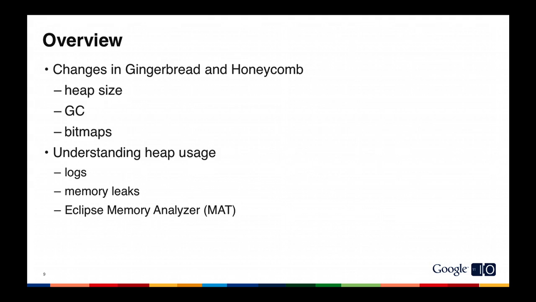All right. So as I was saying, there are 2 different things I want to cover today. First of all, I want to talk about some of the changes we've made in Gingerbread and Honeycomb that affect how your apps use memory, and basically memory management in general. In the second half of the talk, I want to talk about some tools you can use to better understand how your app is using memory, and if you have memory leaks, how you can figure out where those memory leaks are.